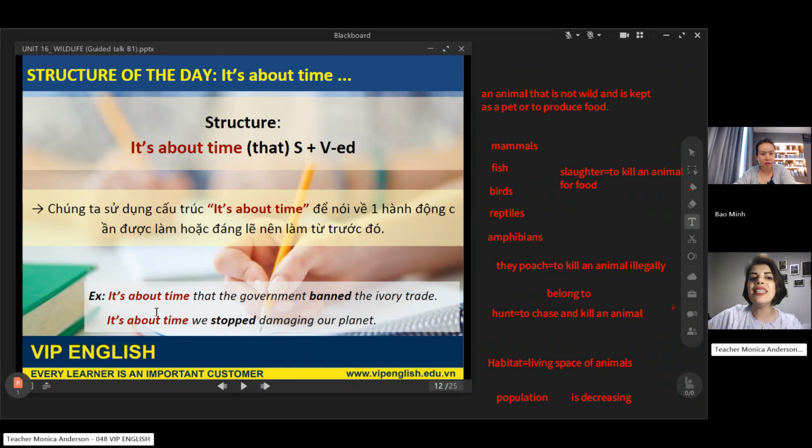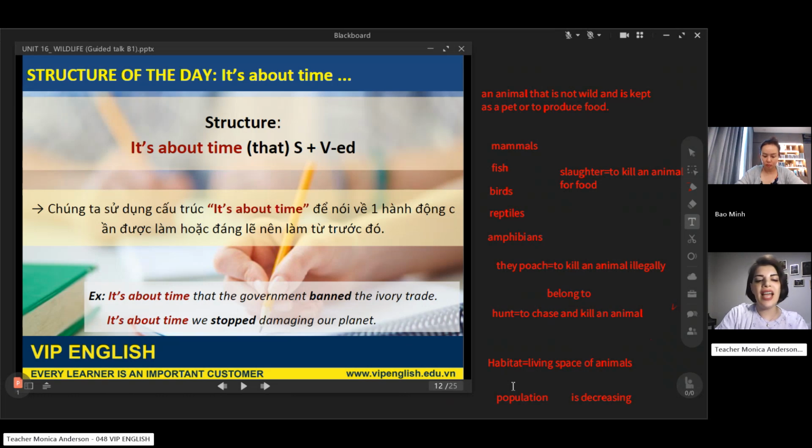Okay, now look, it's about time that the government banned. Just let me say something about that. That is optional, so of course you can use it or omit it. Normally speaking, we don't say that, but it's grammatically perfect and correct. It's your choice. If you feel comfortable, you can use it, or omit it, remove it. So, for example, it's about time or it's high time that the government banned the ivory trade. It's about time we stopped damaging our planet.